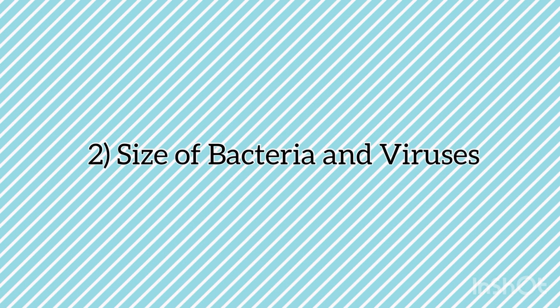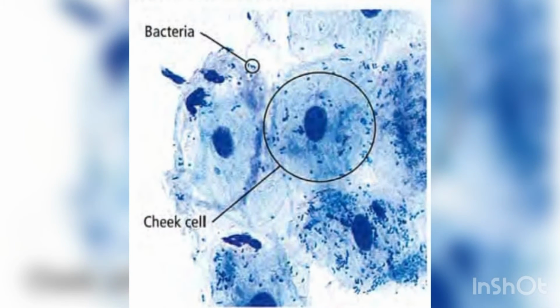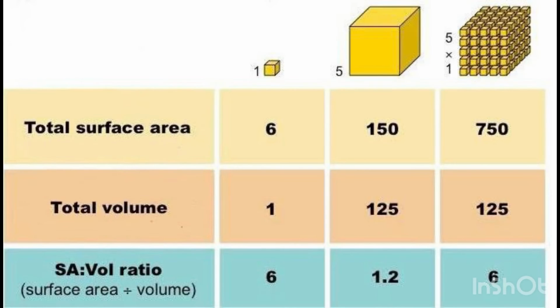Now let's look at the sizes of bacteria and viruses. Prokaryotes are typically only 1 to 10 micrometers long and 0.7 to 1.5 micrometers wide. Here is a comparison between a human cheek cell and bacteria. Being smaller in size actually benefits the bacteria because it has a more favorable surface area to volume ratio than larger cells. It helps nutrients and other substances the cell needs diffuse to all parts of the cell easily.